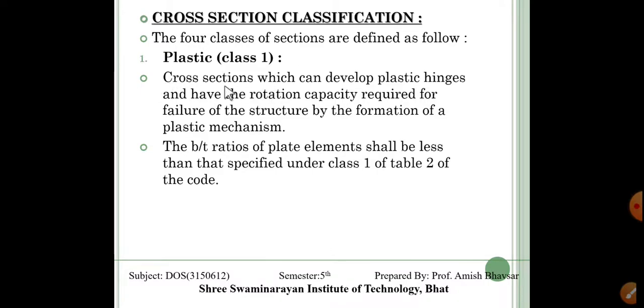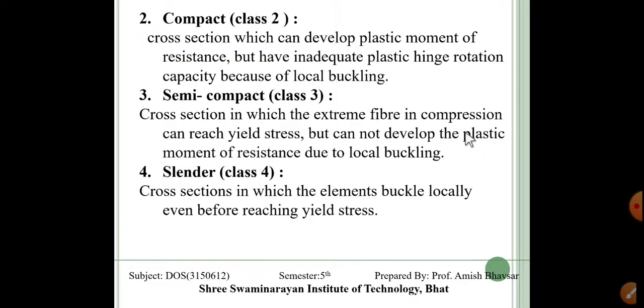Here, first one is plastic. The cross section which can develop a plastic hinge and has the rotation capacity required for failure of the structure through the formation of a plastic mechanism. The b by t ratio of the plate element shall be less than the specified values under the class given in IS 800 page number 18.